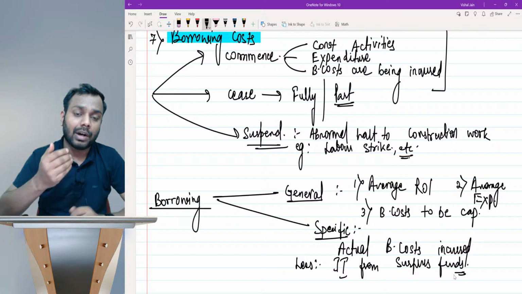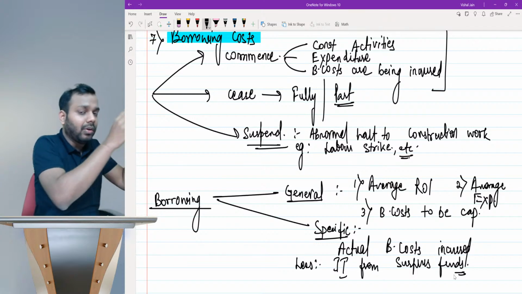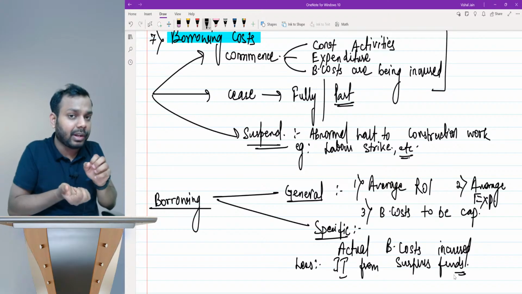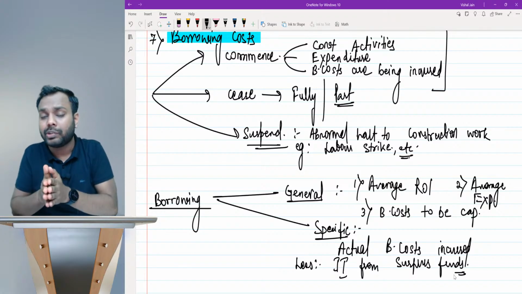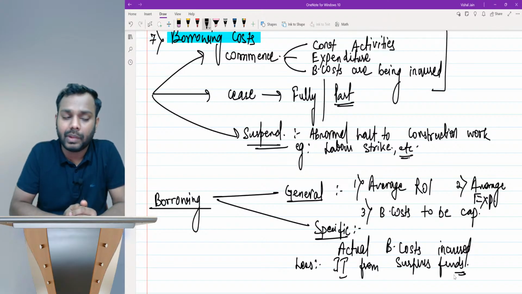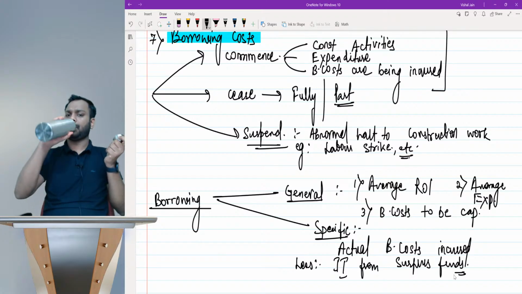So from the total borrowing cost which I am paying to the bank, I reduce the investment income. If I invest the funds, I'll get some investment income, right? I'll reduce that. The net amount is the borrowing cost that has to be capitalized. Tell me, is that clear, guys? Is that clear to all about the borrowing costs?